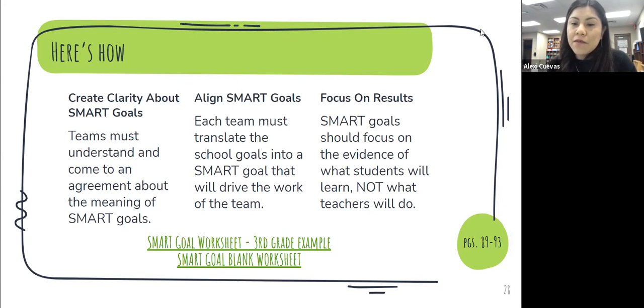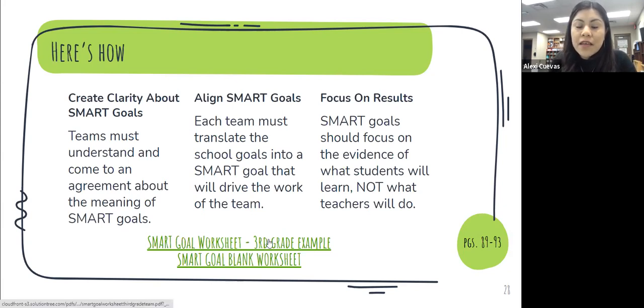And last, you want to focus on results. SMART goals should focus on the evidence of what students will learn, not what teachers will do. So when you're setting a SMART goal as a team, you don't want to set a SMART goal that's focused on your team, saying we're going to use these strategies to help teach this skill. That's not what a SMART goal would be. You want to focus on the learning outcomes, what you expect students to learn.